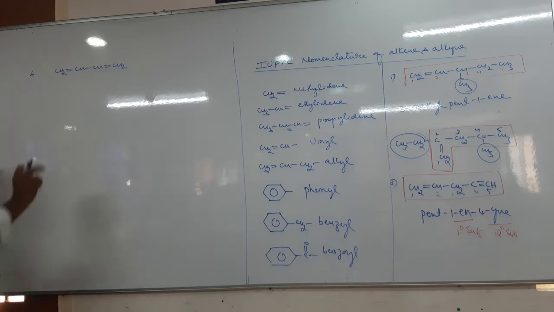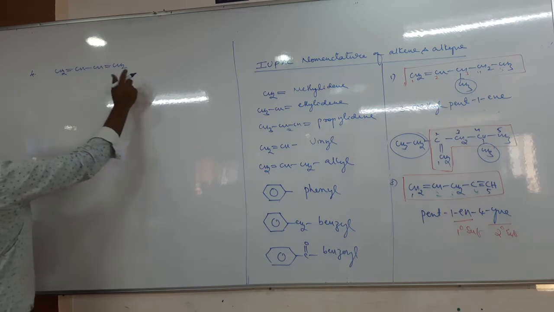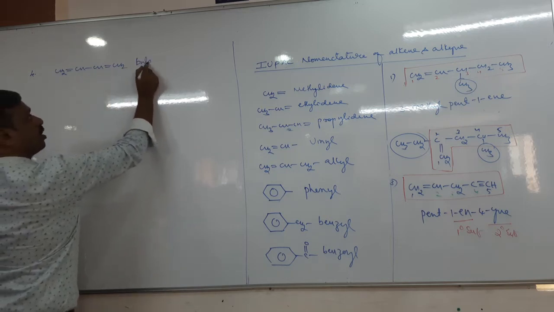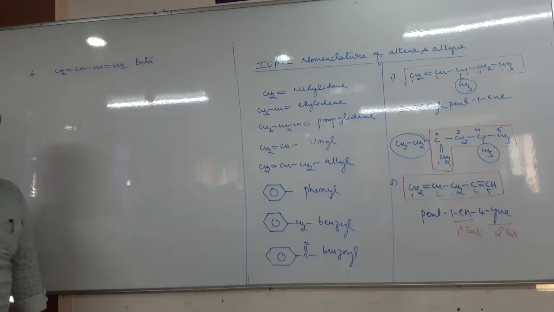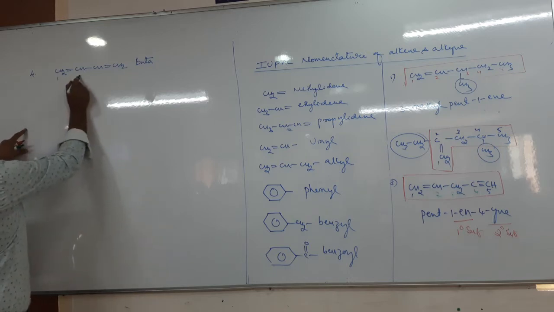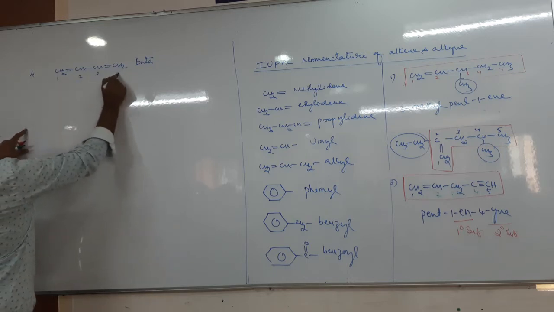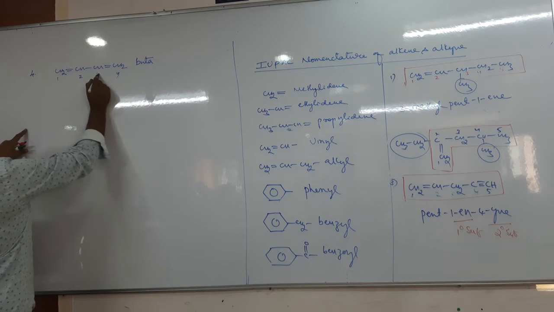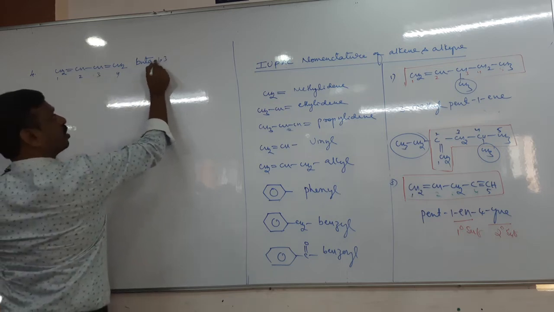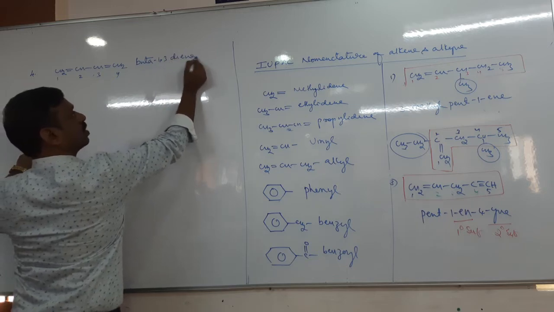What is the root word here? Meth, eth, prop, but. It is actually but. It should be written buta. The letter A should be added. Buta. Then 1, 2, 3, 4. So buta-1,3-diene.